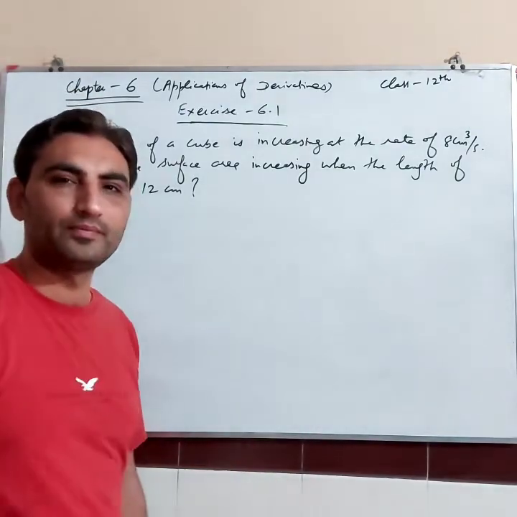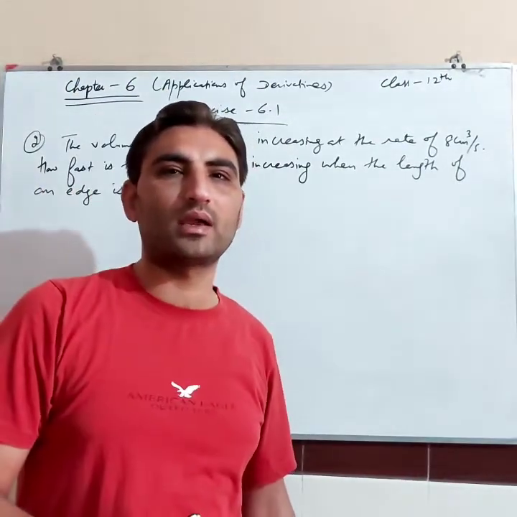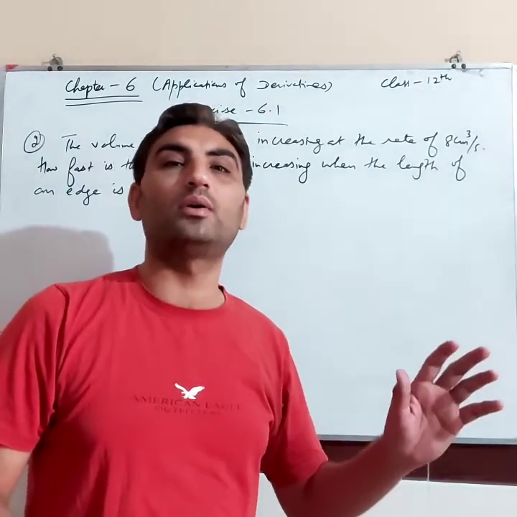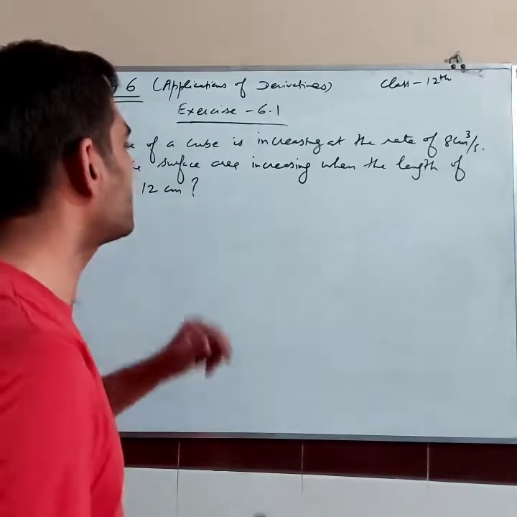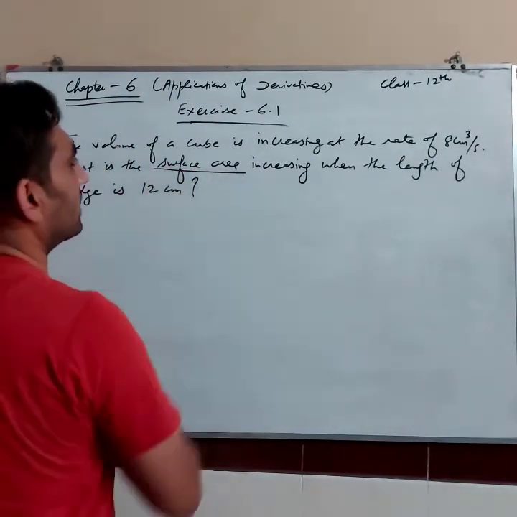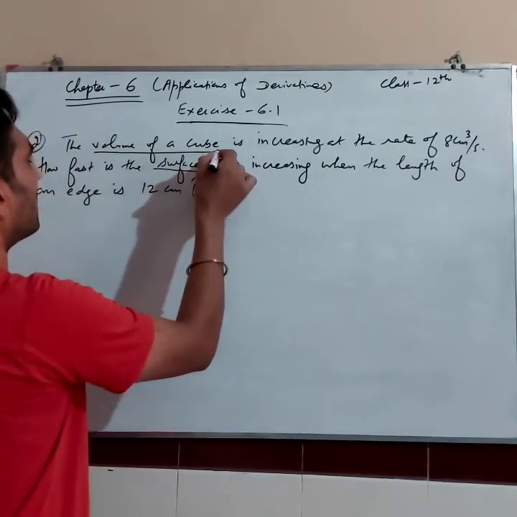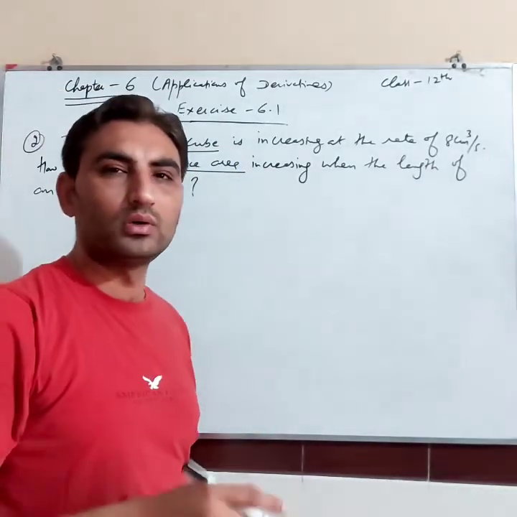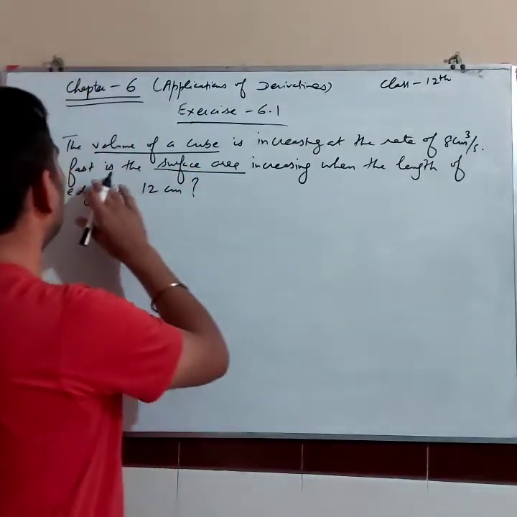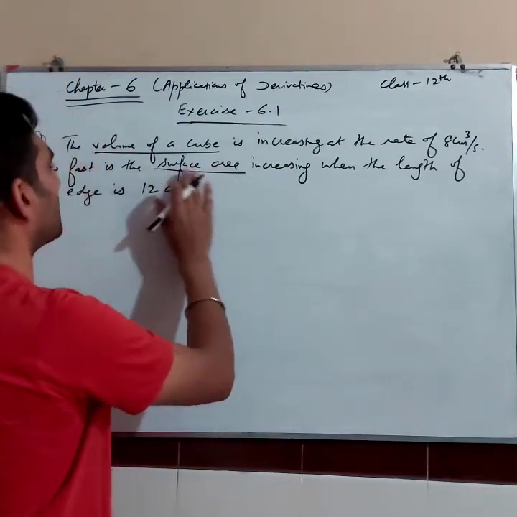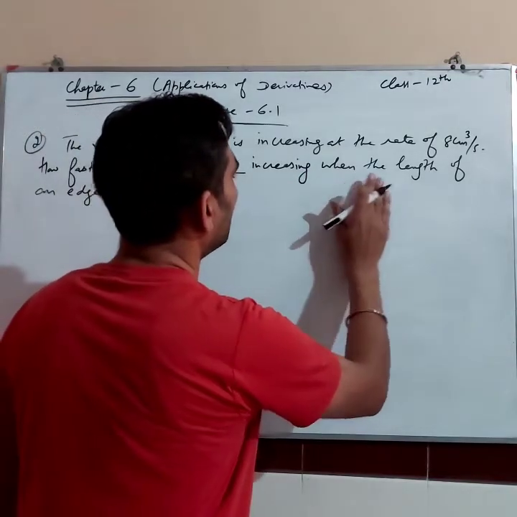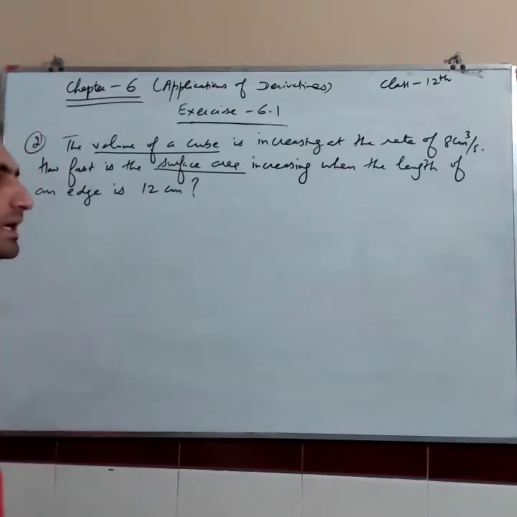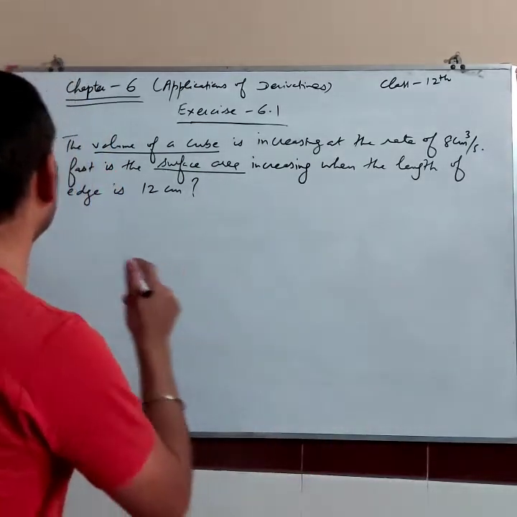Surface area of cube. Students, remember, if only surface area is given, that means total surface area. If it is especially mentioned as lateral surface area, then you have to use lateral surface area. Then what is surface area's formula for this? What is volume's formula for a cube? Volume means side cube, and surface area 6 into side square. So you have to find rate of change of its surface area when the length of an edge is 12 centimeter. Means if side is equal to 12 centimeter.